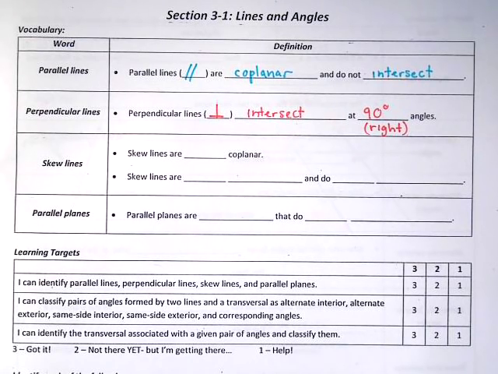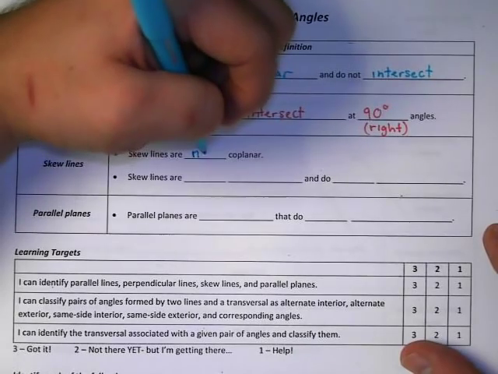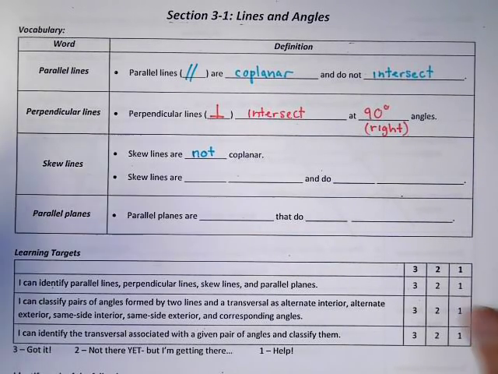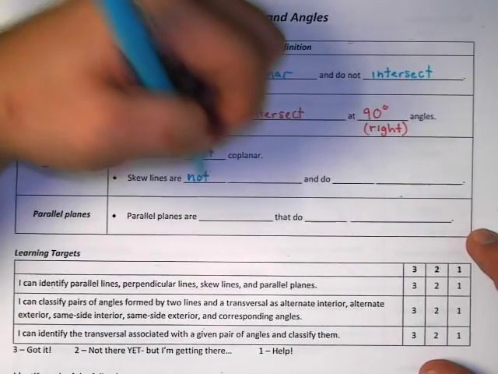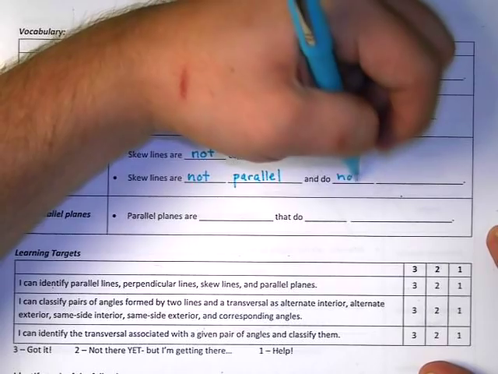All right, now probably the toughest part of these new vocabulary words, skew lines. They're kind of tricky, and we'll talk about them in class, but they're a little bit hard to visualize on paper, so stick with me here. Skew lines are not coplanar, or non-coplanar, for those of you that remember some vocabulary from Chapter 1. Also important, skew lines are not parallel, and they do not intersect.